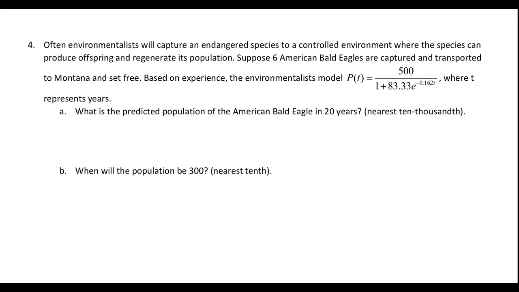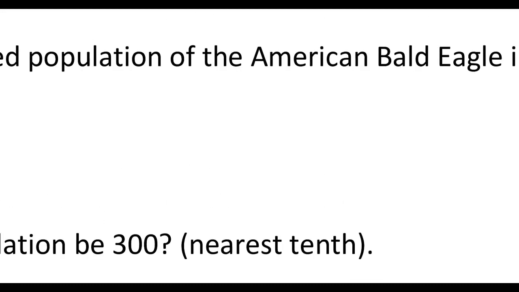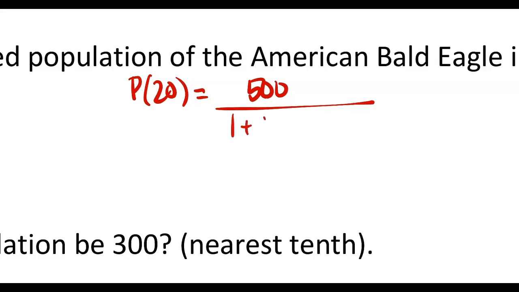So in this formula, this little T right here, that's what we're looking at for T. The first question says, what is the predicted population of the American bald eagle in 20 years? Okay, so 20 years, I need to plug it in for that little T. That little T is your exponent. I'm going to zoom in a bit. I'm going to make this P of 20 equal 500, divided by 1 plus 83.33, raised to the negative 0.162 times 20 in that parentheses.